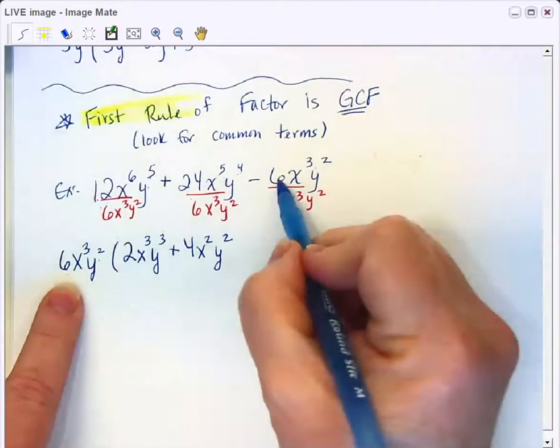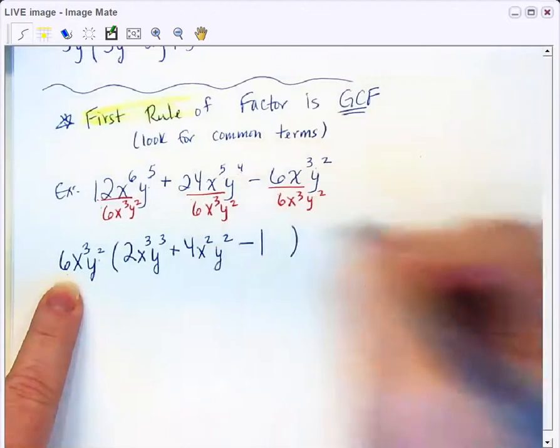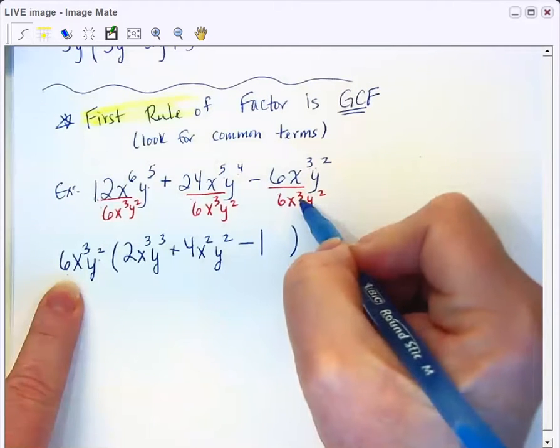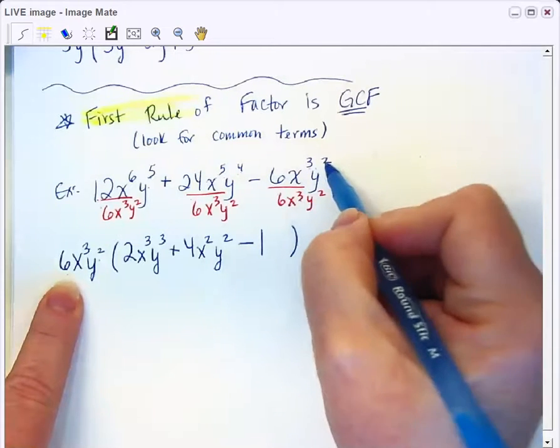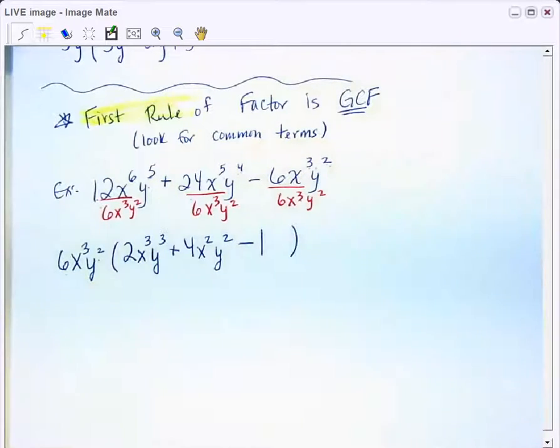Okay, and then I do 6, negative 6 divided by 6 is a negative 1. And then 3 subtract 3 is 0 x's. And then my y, 2 subtract 2 is 0. And that would be my final answer.